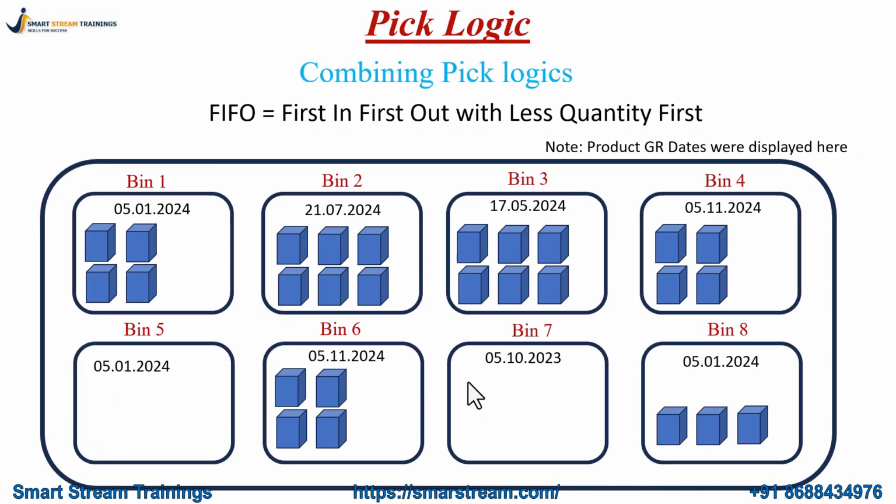And if the system has to pick, there are two dates, bin 1 and bin 8 having the same GR dates, and compared to bin 1 there is less quantity in bin 8, so the system is going to pick from bin 8. And obviously the next remaining bin with the same date is bin 1, so the system will pick from bin 1. So what is the next GR date?